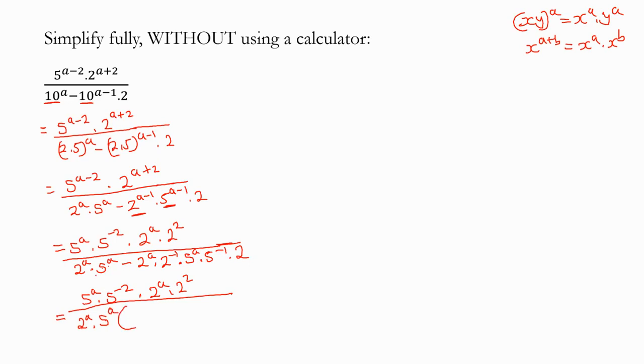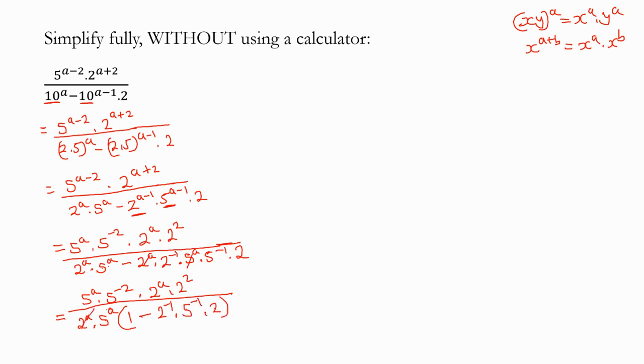In the bracket, if you check the denominator here, we have two terms. It means in the bracket, we must have two terms. So here, 2^a times 5^a divided by 2^a times 5^a, what do you get? We get 1. And then here, we divide and these two go. We remain with 2^(-1) times 5^(-1) times 2.